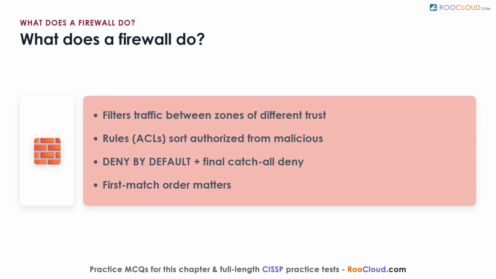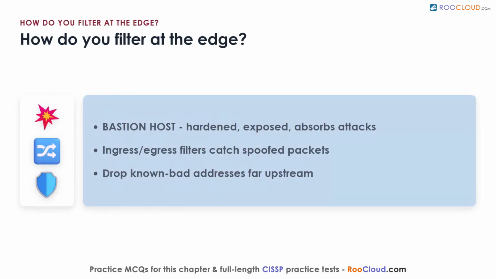Think of a strict guest list at a private event. If your name is not on it, you simply do not get in, no matter how you ask. How do you filter traffic right at the edge? By blocking, obviously, bogus packets before they get deep. A hardened, exposed system meant to absorb attacks is called a bastion host, named for the fortified guardhouse that once stood in front of a castle gate to take the first blows.